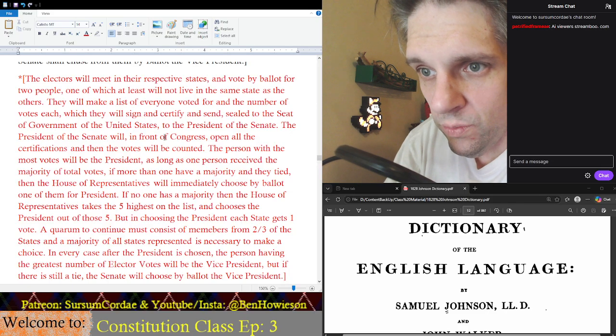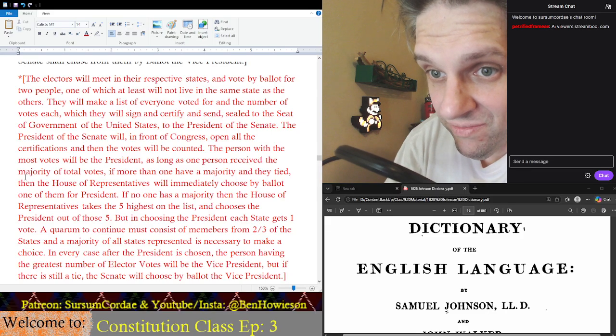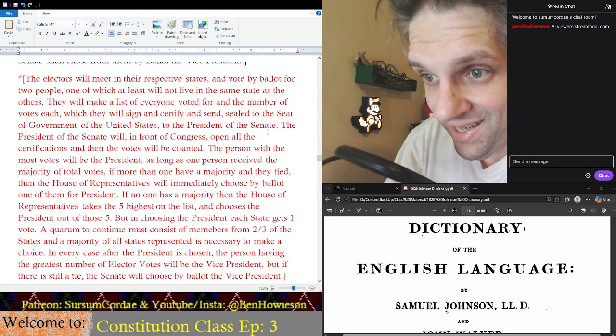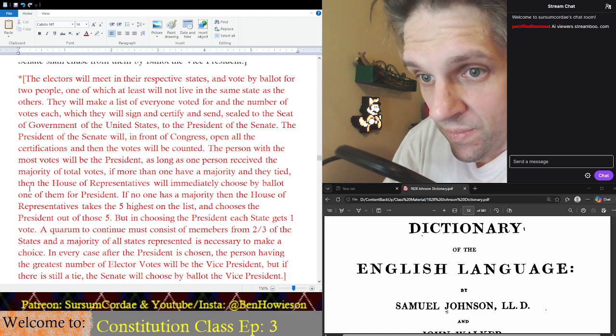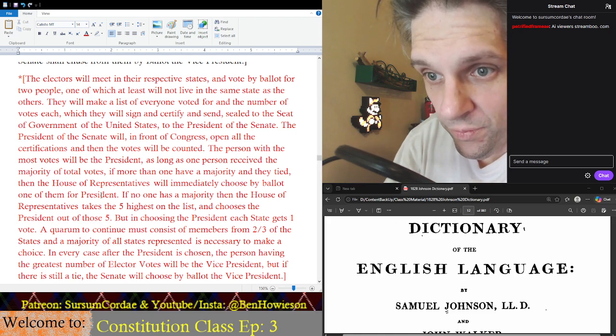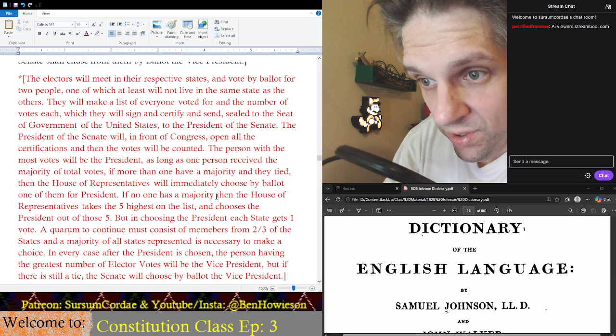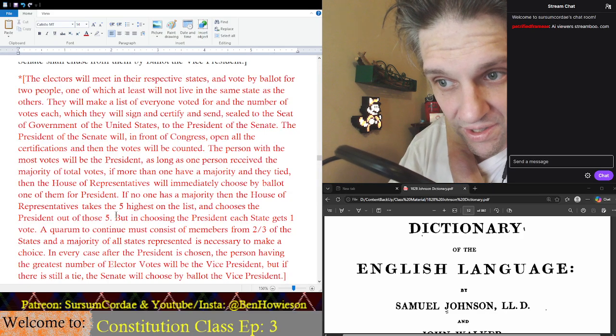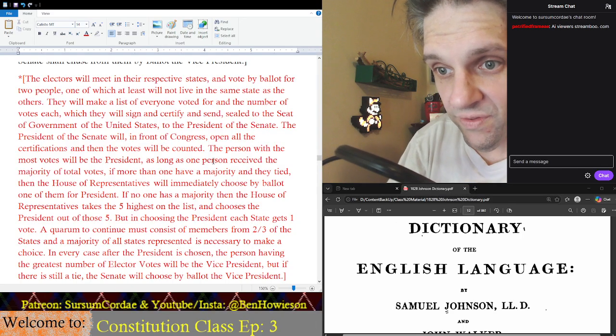The President of the Senate will, in front of Congress, open all the certifications and then the votes will be counted. The person with the most votes will be the President, as long as one person receives the majority of total votes. If more than one have a majority and they tied, then the House of Representatives will immediately choose by ballot one of them for president. If no one has a majority, then the House of Representatives takes the 5 highest on the list and chooses the president out of those 5.